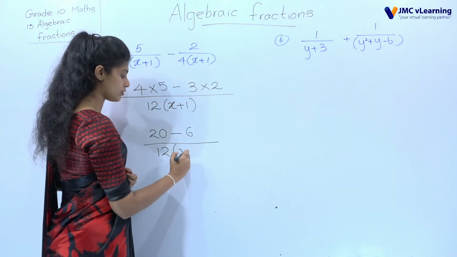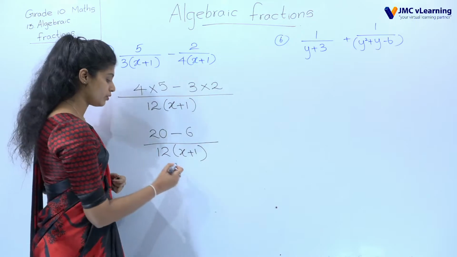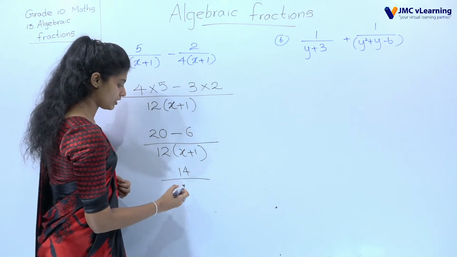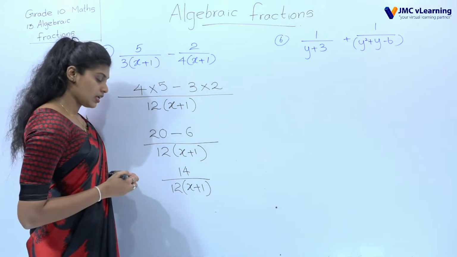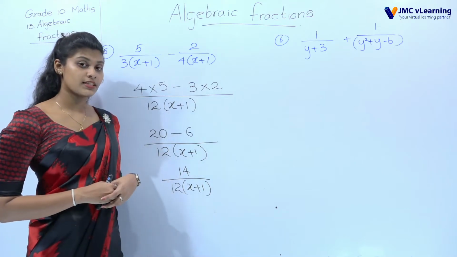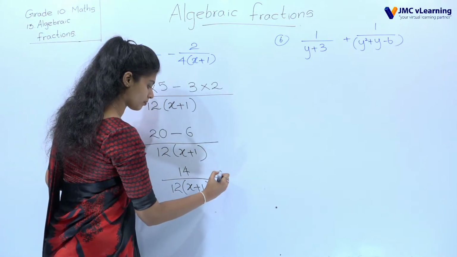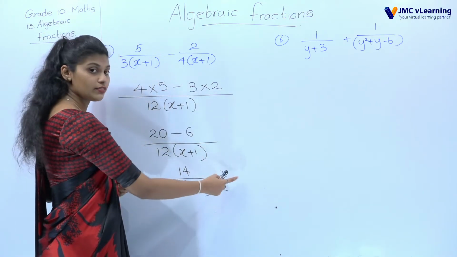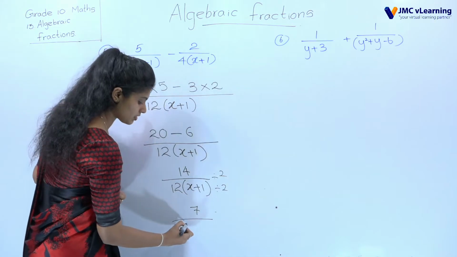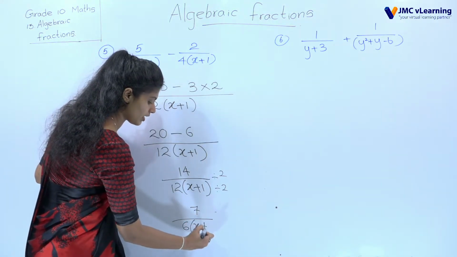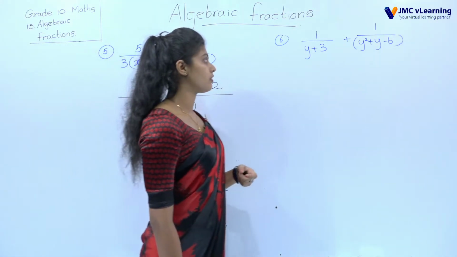Denominator is 12 into x plus 1. 20 subtract 6 is equal to 14. 14 over 12 into x plus 1. Here both denominator and the numerator can be divided by 2. Let's divide this one by 2. 14 divided by 2 is equal to 7. 12 divided by 2 is equal to 6 into x plus 1 is the answer. Let's move to next question.